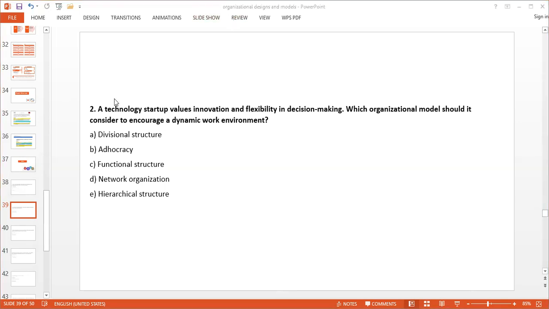Second one: a technology startup values innovation and flexibility in decision making. Which organizational model should it consider to encourage a dynamic work environment? A, divisional structure; B, adhocracy; C, functional structure; D, network organization; E, hierarchical structure. It's B, adhocracy.